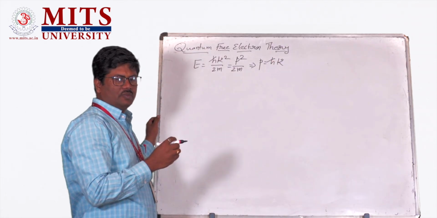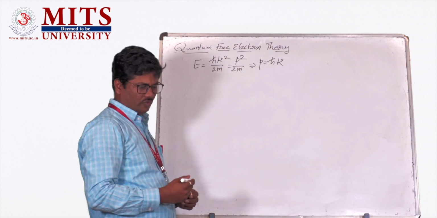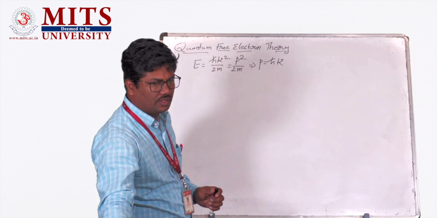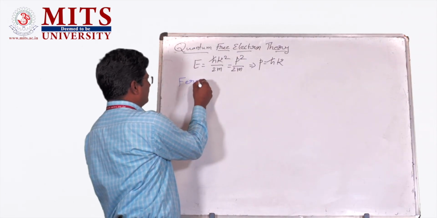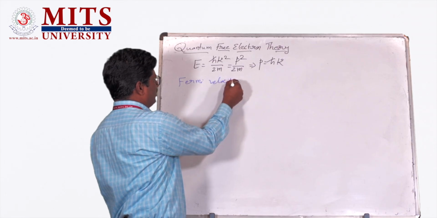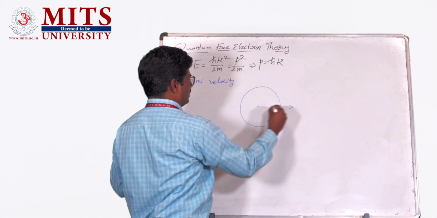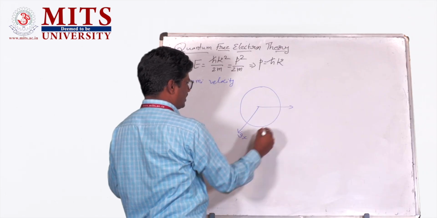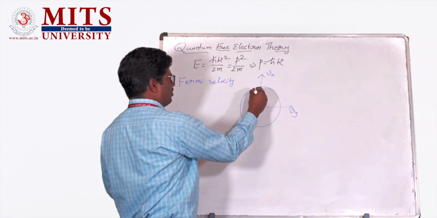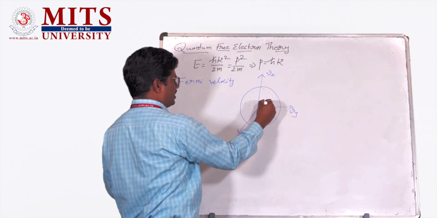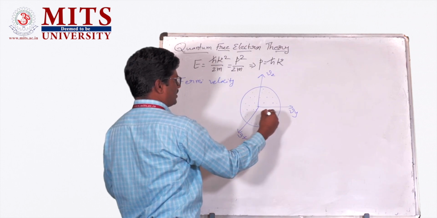So when the electron is moving with these different energies, they have different velocities. So what we are going to take today is velocity space, what we call Fermi velocities. This Fermi velocity we are going to represent in the form of a sphere. So we'll take the velocity space Vx, Vy, Vz. Now there are different points in this sphere. These different points represent different velocities of electrons in different states.